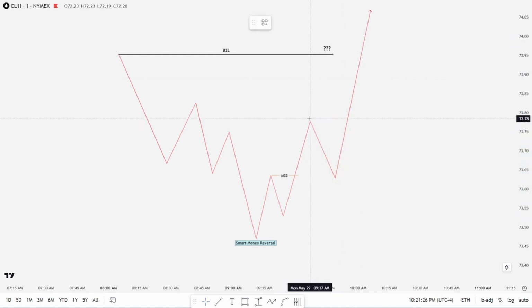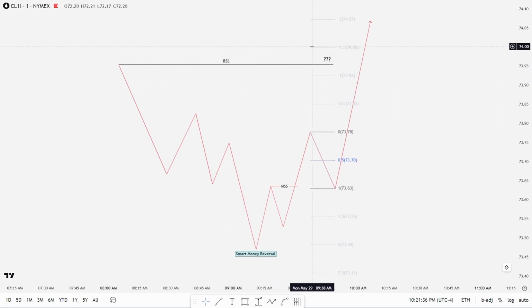So you're going to take your Fibonacci tool and measure from high to low, and you use your standard deviations as potential targets past your buy side liquidity in this case. So you're going to use your first standard deviation or half standard deviation above your original liquidity objective. So in this case, you have your -1.5 standard deviation at 74 even. So you would expect price to deliver above that buy side liquidity up into the 74 even mark, or potentially up into the 74.07 mark.